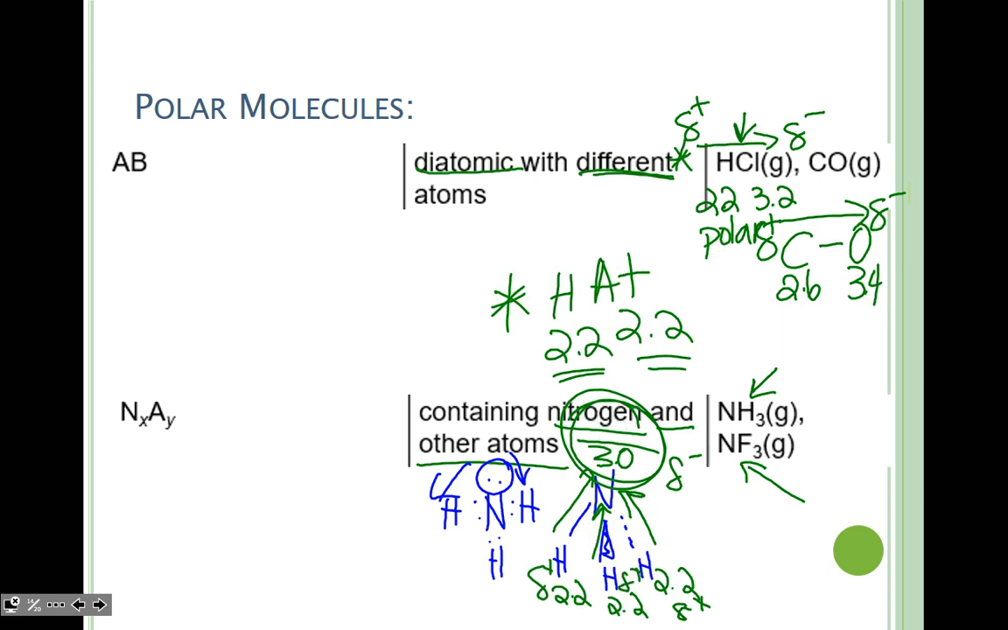And it's also the flat end of the arrow. The flat end of the arrow is always positive. The pointy end of the arrow is always negative. We have a negative end and a positive end: polar.